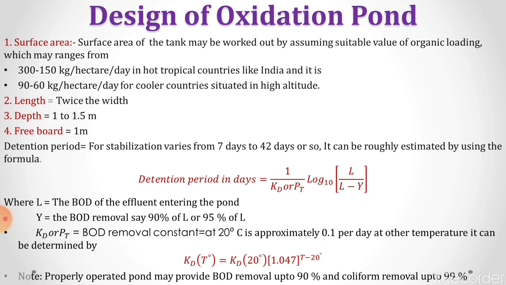Usually at 20 degrees centigrade it is approximately 0.1 per day, and at another temperature it can be determined by the following formula, that is K suffix D at T is equal to K suffix D at 20 degrees, the removal constant at 20 degrees centigrade, into bracket 1.047 raised to T minus 20. Note, a properly operated pond may provide BOD removal up to 90% and coliform removal up to 99%.